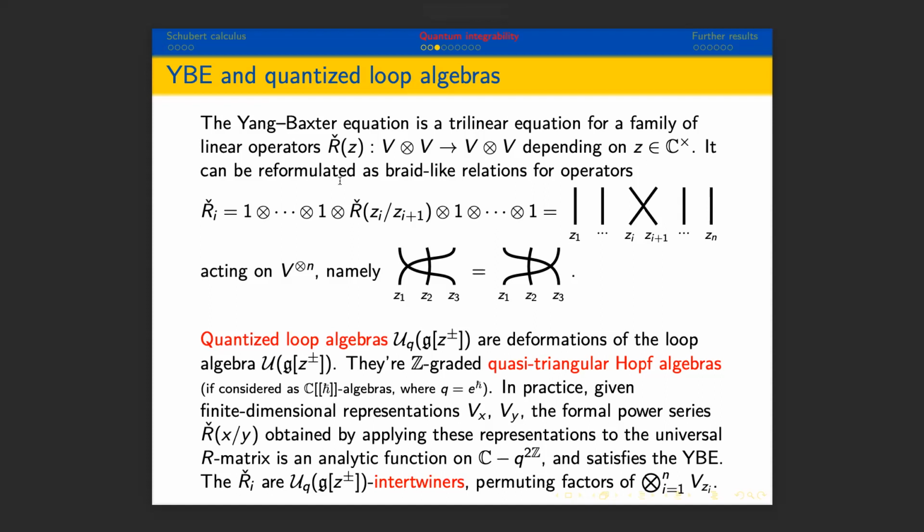So in practice, that means if you have finite dimensional representations of this quantized loop algebra, then there are explicit intertwiners between Vx tensor Vy, say, and Vy tensor Vx. And this R of x divided by y is a solution of the Yang-Baxter equation. Typically it's an analytic function, except maybe at some points, and satisfies the Yang-Baxter equation. More generally, if you have a whole tensor product like those n lines, all these R check i are little operations that allow you to commute the factors inside a big tensor product. That's my one slide summary of the representation theory of quantized loop algebras.